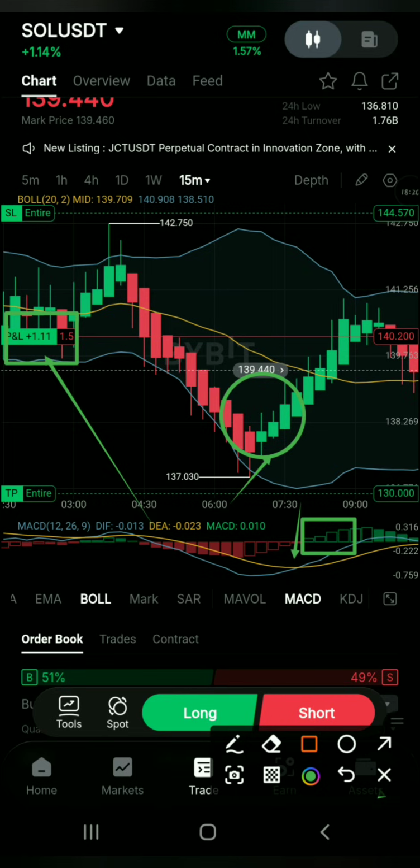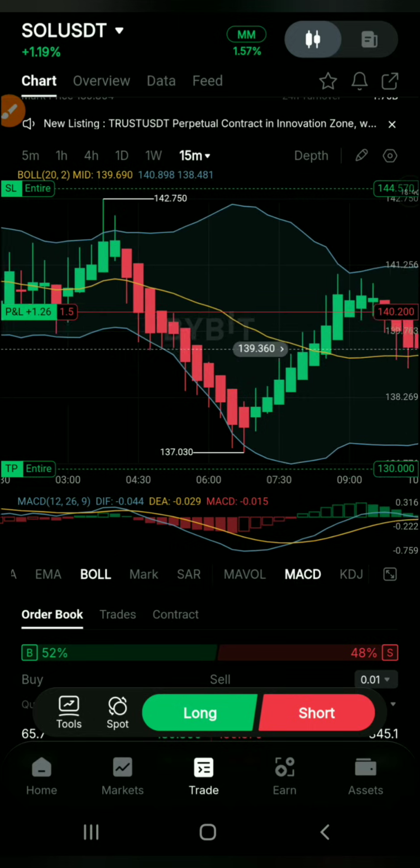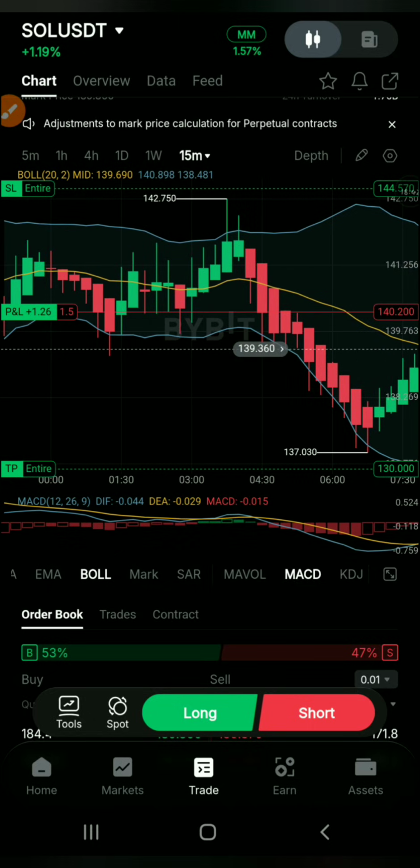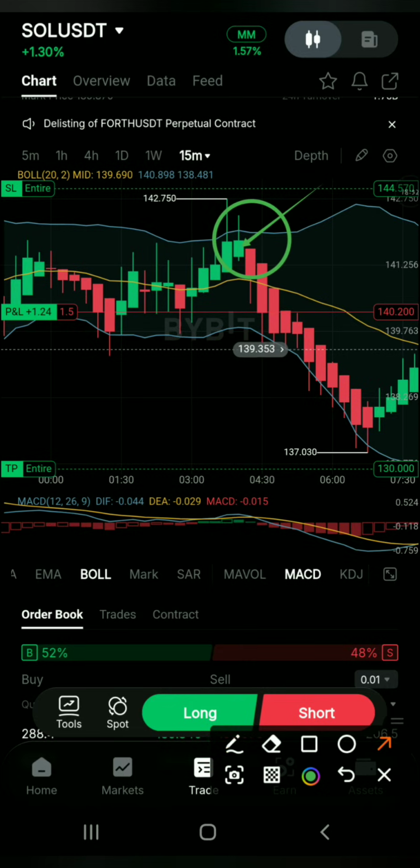Now, on a downtrend, the first thing you should look for is a doji-like candlestick at the upper band of the Bollinger Band, not the lower band. Let's go back. All right, so this is a doji-like candlestick. Let me show you. This is a doji-like candlestick over here, and it is situated at the upper band of the Bollinger Band.